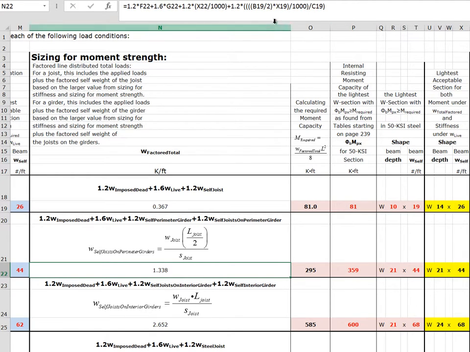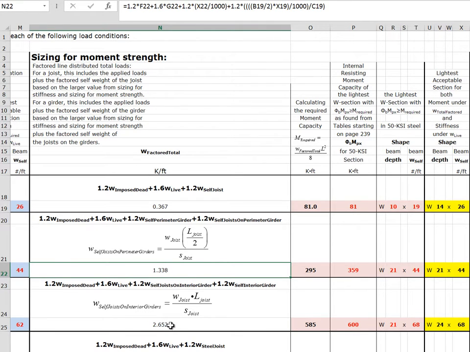So relative to the girders, we have B19 over 2, which is the length of the joist divided by 2, because only half of that joist is on a perimeter girder, times the self-weight of the joist, which is this number right here, x19. And then, of course, we have to divide x19 by 1,000 in order to get it into kips. And then we divide by C19, and that's off the screen, but that was the spacing of the joist, which in this case turns out to be 6 feet. So we run all those numbers, we get this.